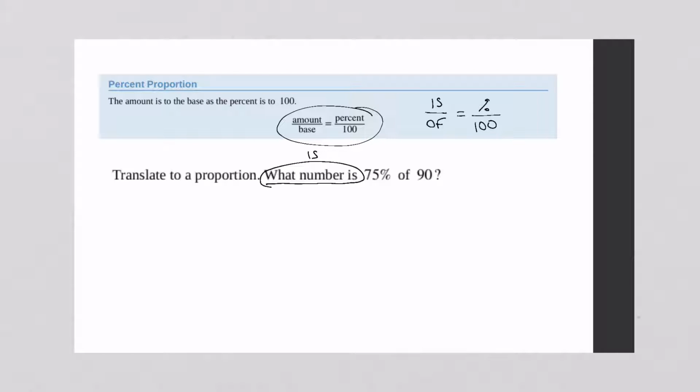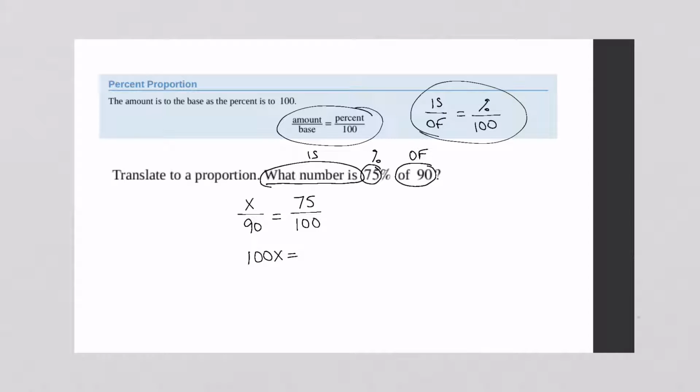So what number is going to be x? This is my percent, of 90 is my of. And according to this, is over of equals percent over 100. So I've got x over 90 is equal to 75 over 100. So again, to solve any proportion, you cross multiply. So I get 100x is equal to 90 times 75.